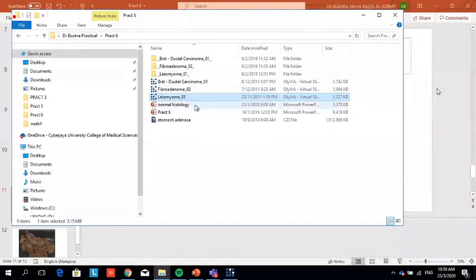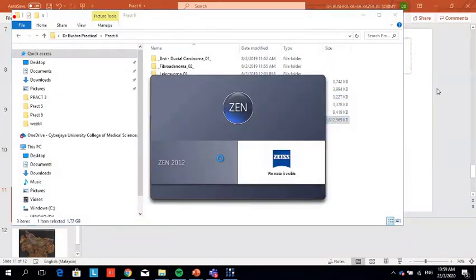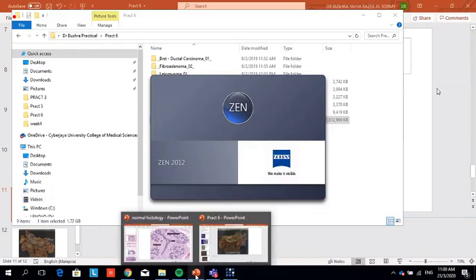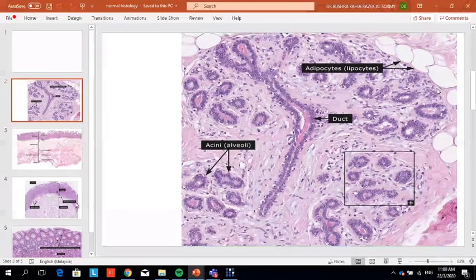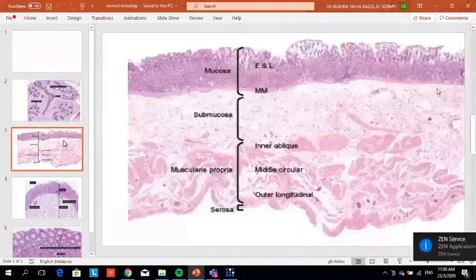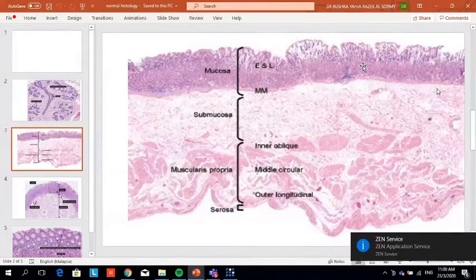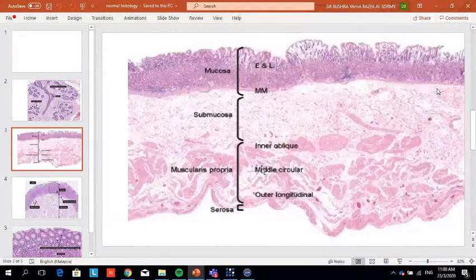Slide, where is our slide? Oh, before I show you the slides, I want to show you first the normal histology of the stomach. Okay, look at the normal histology of the stomach, the gastric. We have the mucosa, submucosa, muscularis propria, and the outer layer is the serosa.